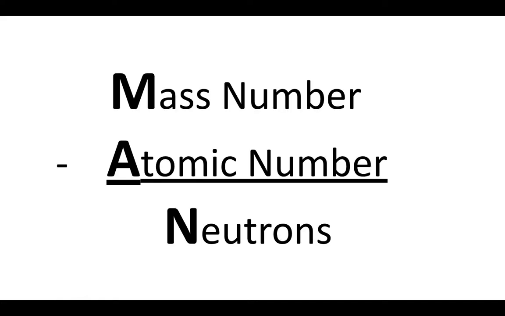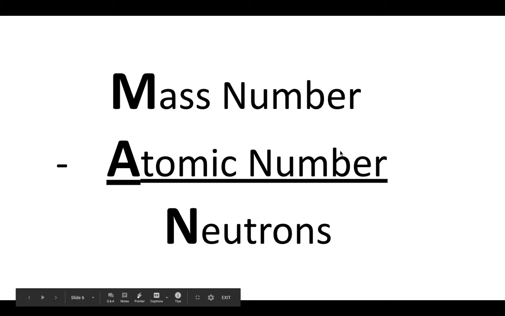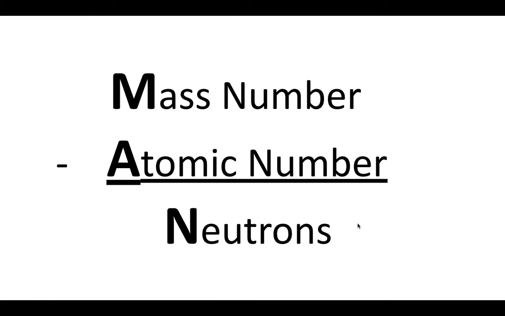All right. So, how do you get the neutrons? Another way to remember this is the acronym MAN, M-A-N. The mass number minus the atomic number is your neutrons, okay? Or you can say protons plus neutrons equal your mass number, because atomic number is the same as your protons, so neutrons plus protons is your mass number. That's another way to think about it.